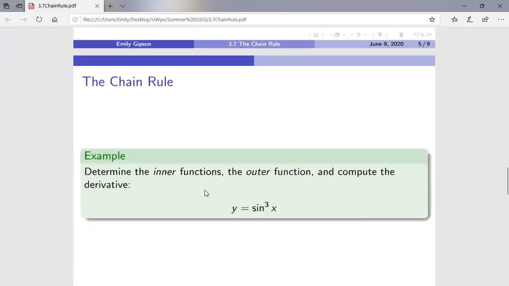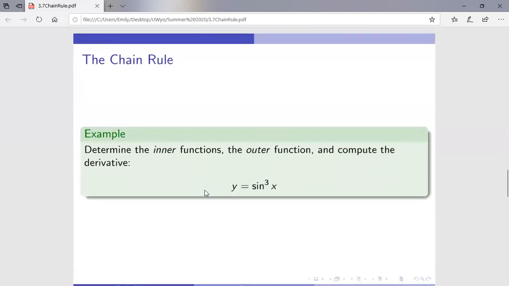So now that you know the name of the game, let's see if you can do it yourself. Here I want you to do the exact same thing, this time with y equals sine cubed of x. Go ahead and pause and see how far you can get.